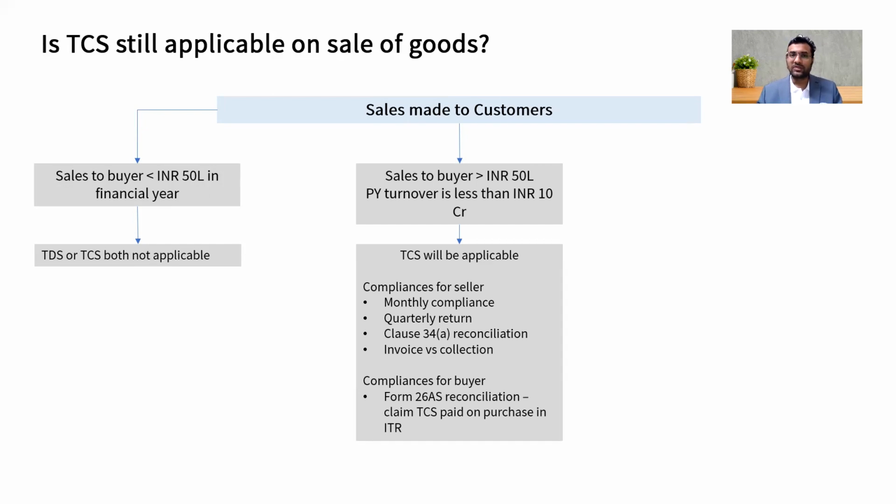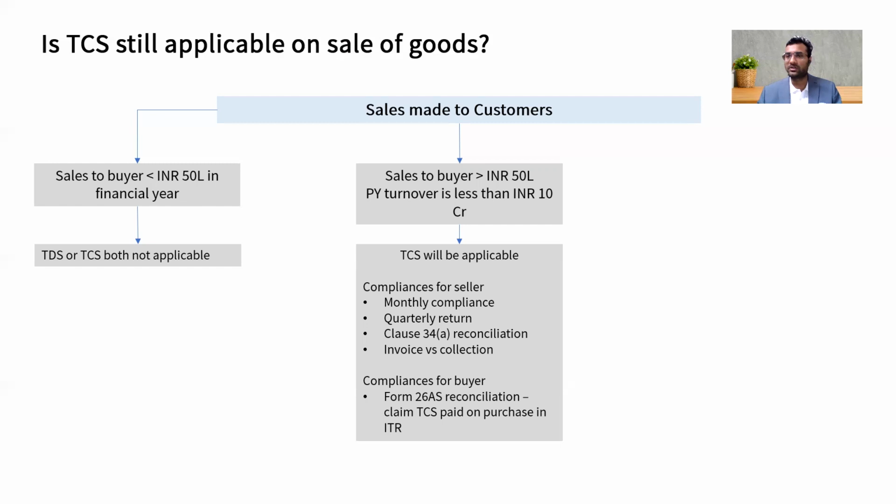So if the sales made to the buyer is more than 50 lakh rupees and the previous year turnover is less than 10 crore rupees of the buyer, now we are talking from the buyer's perspective, then TCS will be applicable. And what are the compliances for the seller then? The compliance for the seller is monthly compliance. He has to file a quarterly return. There is a Clause 34A reconciliation in the tax audit report, and invoice versus collection. Whatever invoicing, whatever collection I'm trying to do has to be reconciled.